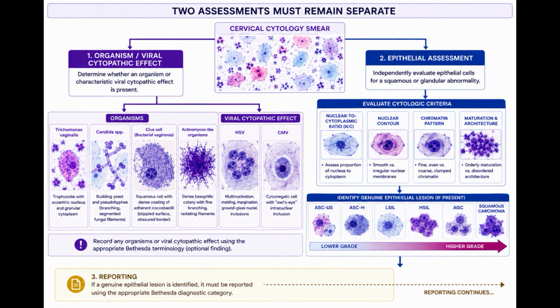Two assessments must therefore remain separate. First, determine whether an organism or characteristic viral cytopathic effect is present. Second, independently evaluate the epithelial cells for a squamous or glandular abnormality. If a genuine epithelial lesion is identified, it must be reported.